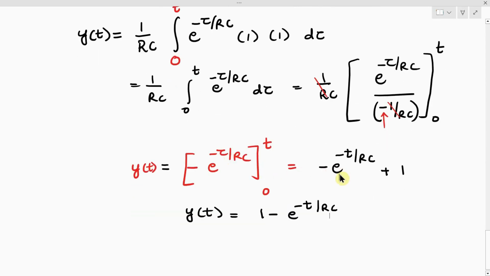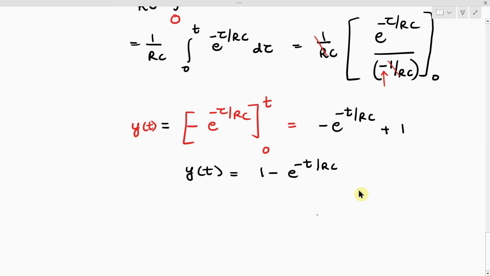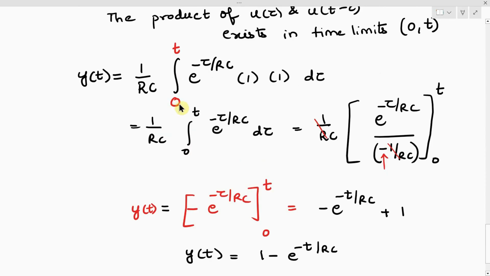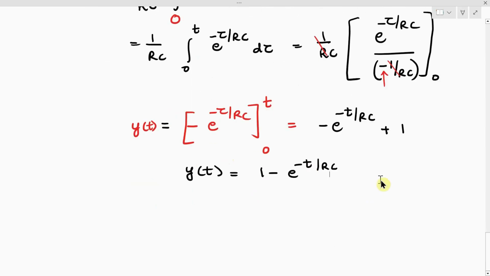And this result exists. See the time limits now. All these results exist from 0 to t, right? Always. Am I right or wrong? So therefore, this result always exists for t greater than 0. Till this point, it is clear. Yes, sir.